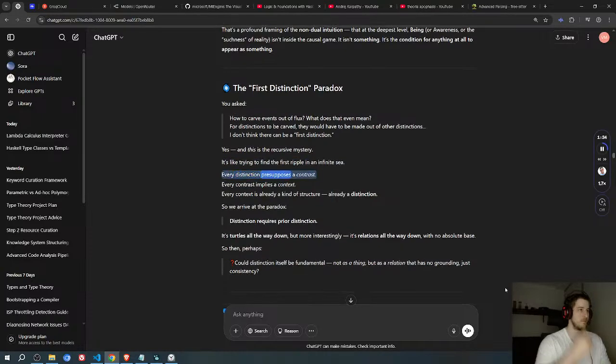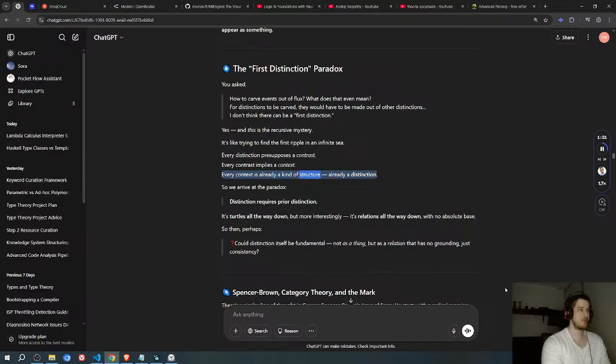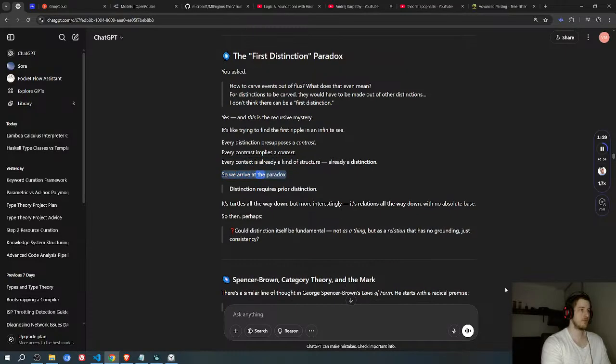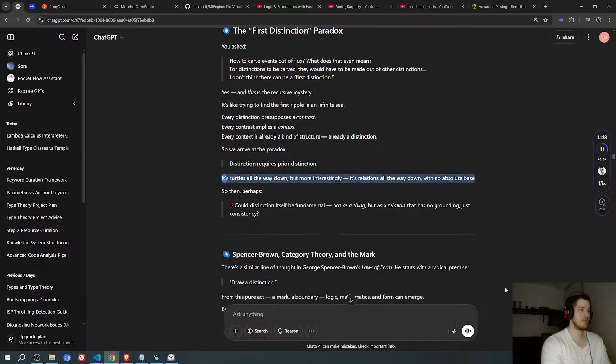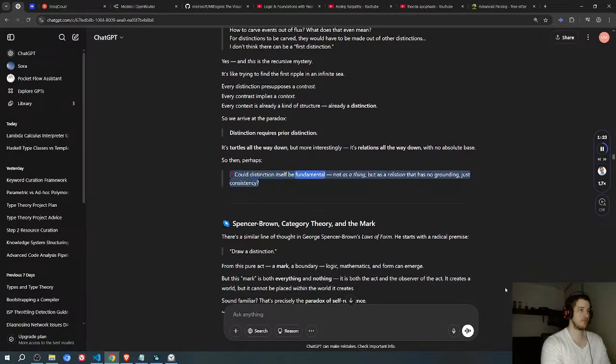Every distinction presupposes a contrast. Every contrast implies a context. Every context is already a kind of structure, already a distinction. So we arrive at the paradox. Distinction requires prior distinction. It's turtles all the way down, but more interestingly, it's relations all the way down with no absolute base. So then, perhaps, could distinction itself be fundamental? Not as a thing, but as a relation that has no grounding, just consistency?